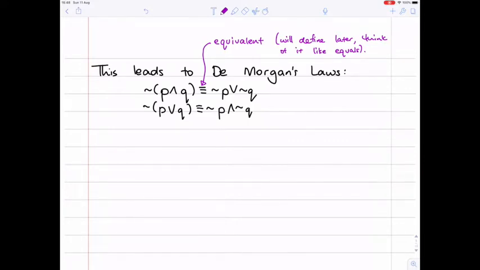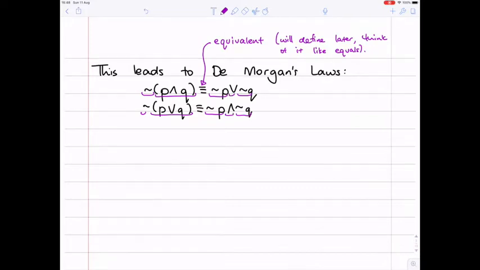So De Morgan's laws say if you want to negate P and Q, then what you actually have is not P or not Q. On the other hand, if you want to negate P or Q, that is the same as saying not P and not Q.